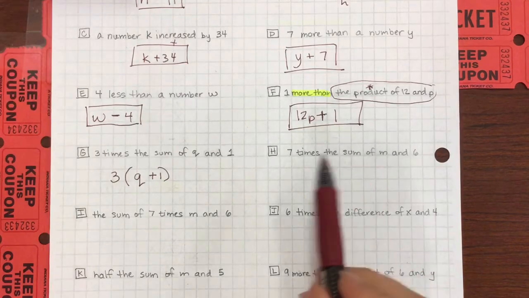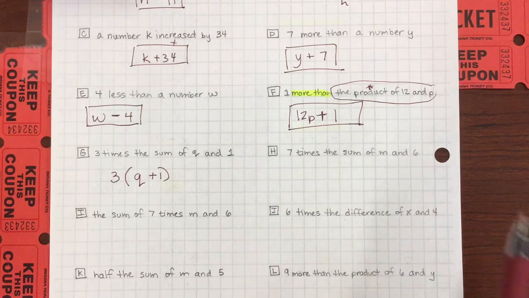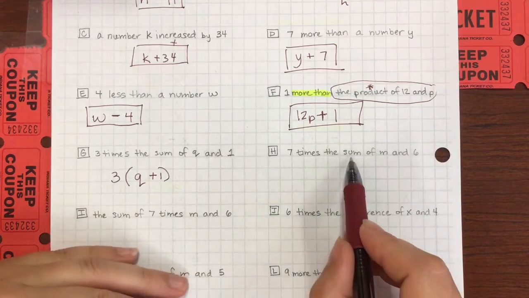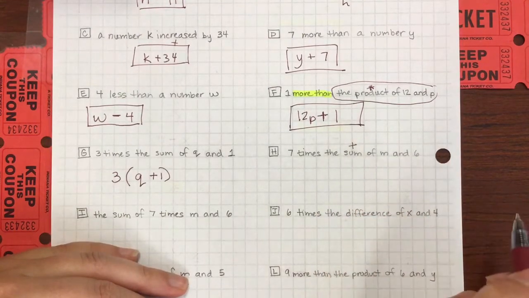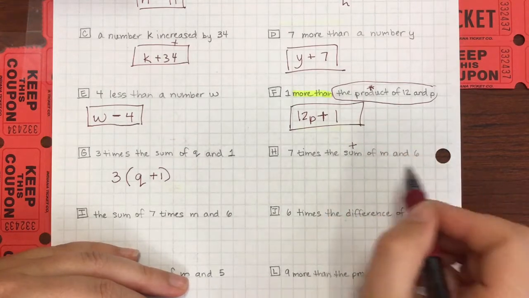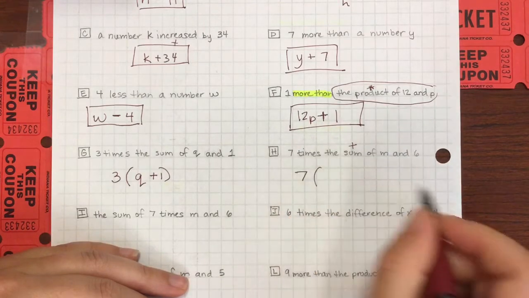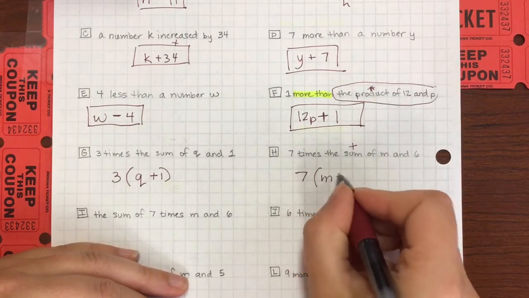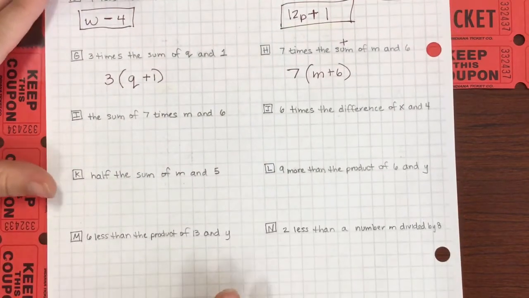All right, next one. 7 times the sum of M and 6. We have that sum again. That means we're doing addition. We're going to be adding 2 things together, which are M and 6, but we're going to multiply that sum by 7. So it's going to be 7 times the sum of M plus 6. All right, let's move it up.